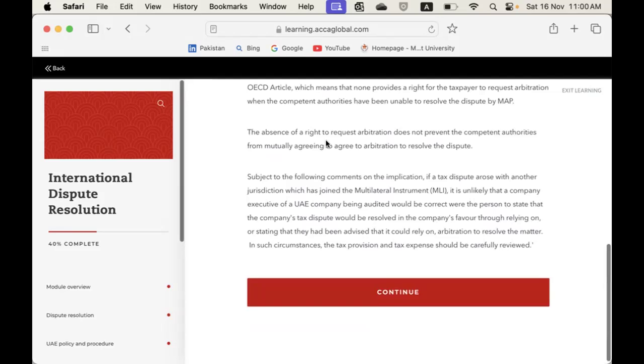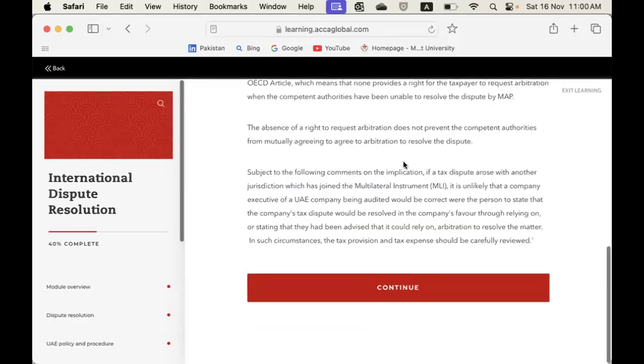The absence of a right to request arbitration does not prevent the competent authorities from mutually agreeing to arbitration to resolve the dispute. So, even if it is not included in the DTA, the two authorities can resort to arbitration if enough time has passed, 2 years in the case of the OECD or 3 years in the case of the UN. Subject to the following comments on the implication.